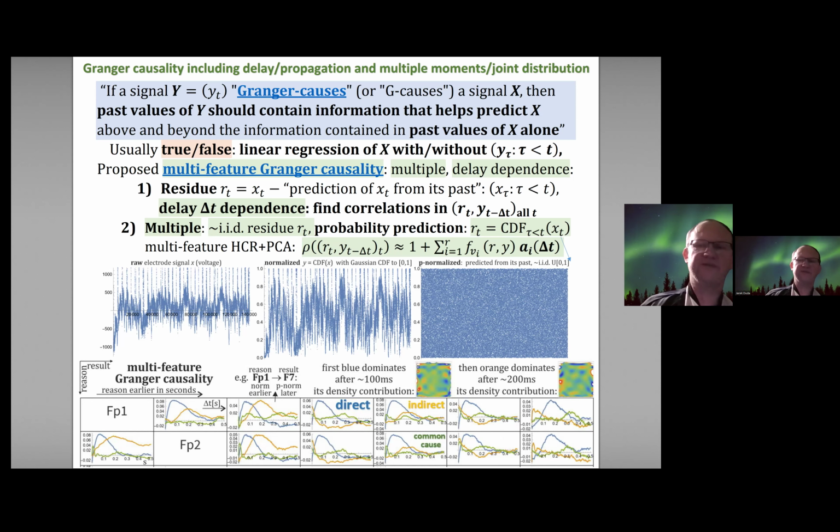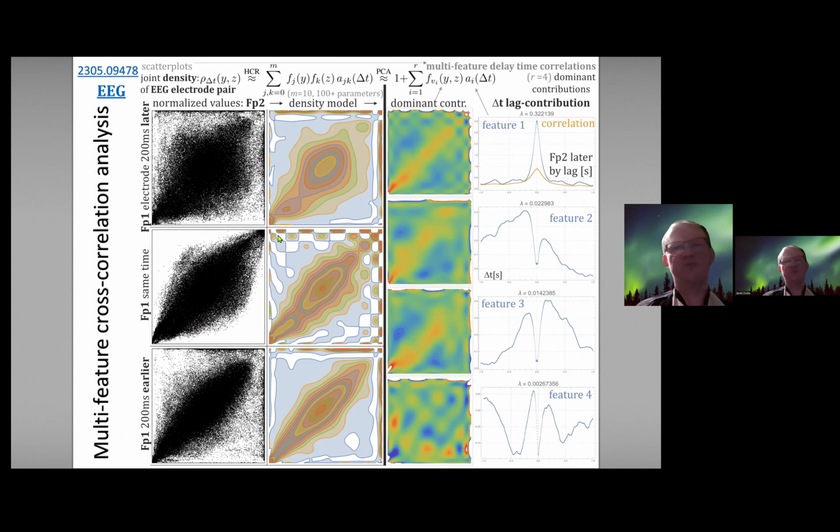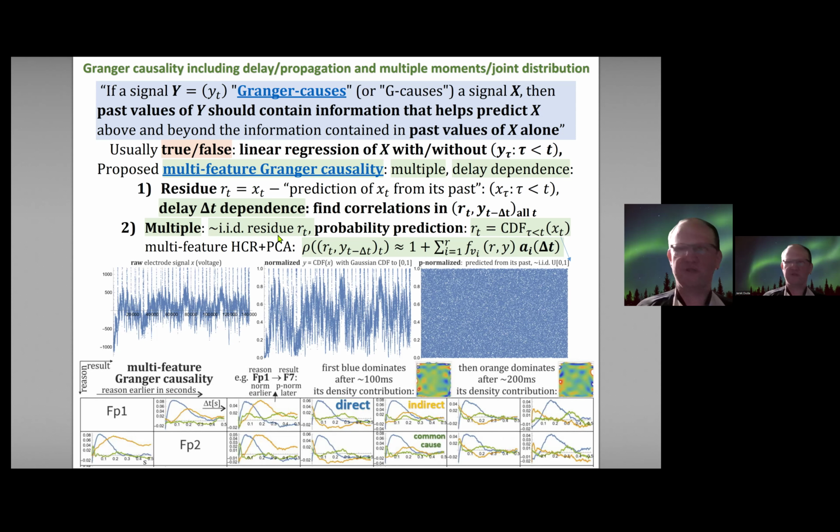So there are these 2 types of improvements. One is trying to find the propagation time between, let's say, two parts of the cortex. We can find the residue as the value minus its prediction from its past, and then find the correlation between this residue and the second sequence shifted by various delay times. The maximal correlation delay is the propagation time, on average at least. This is one simple extension of Granger, but you can also have a second one using these various types of contributions to the joint distribution.